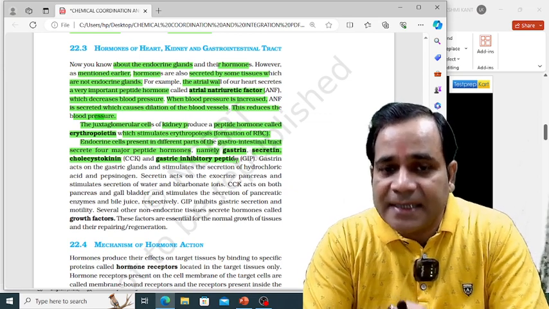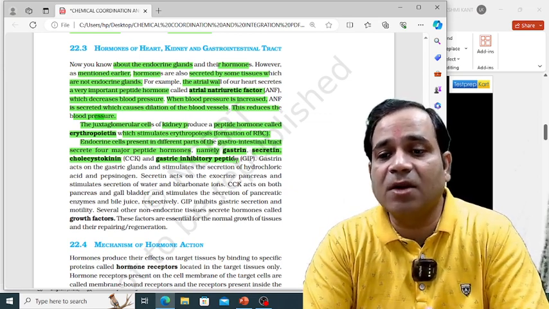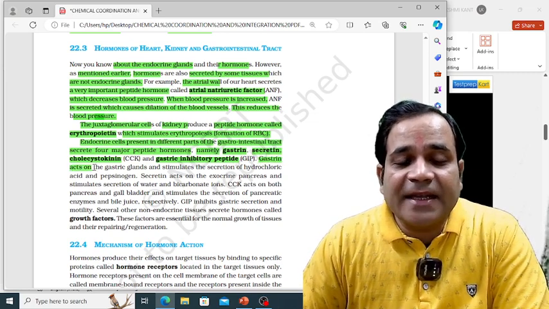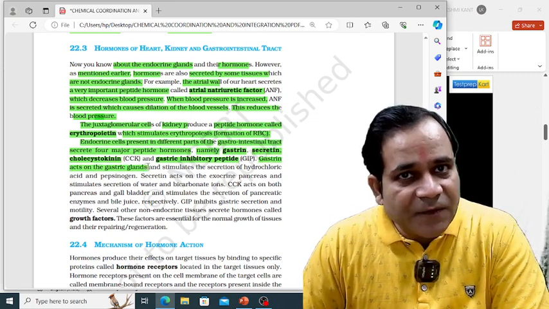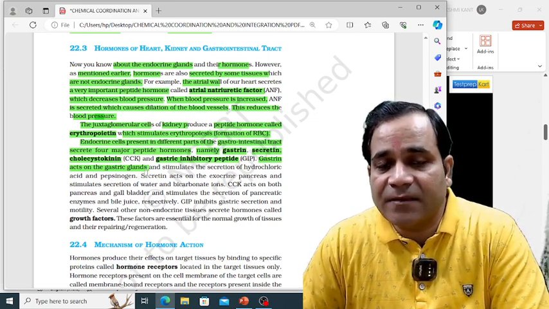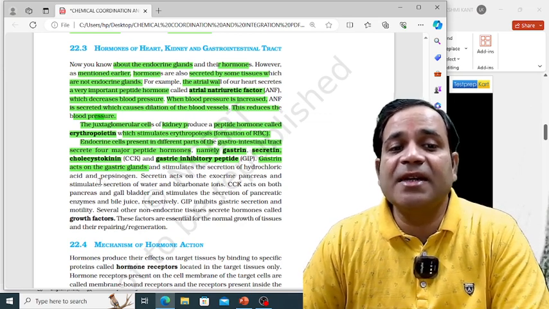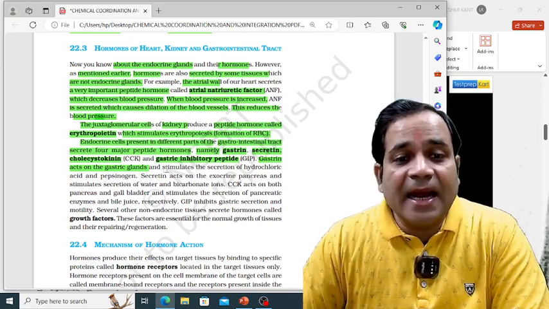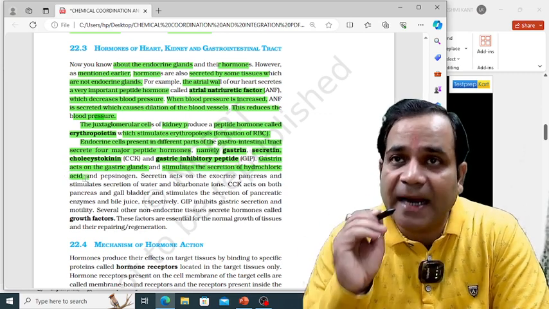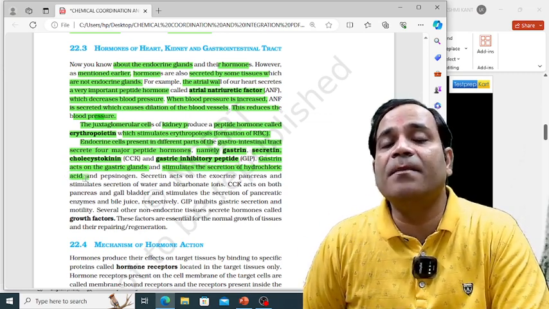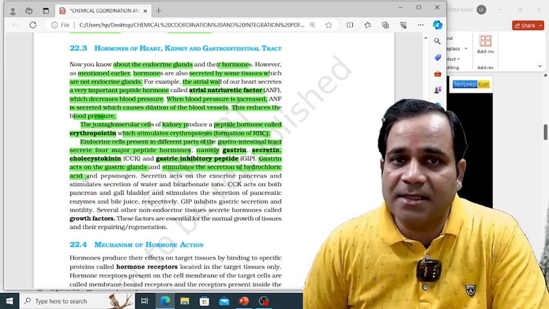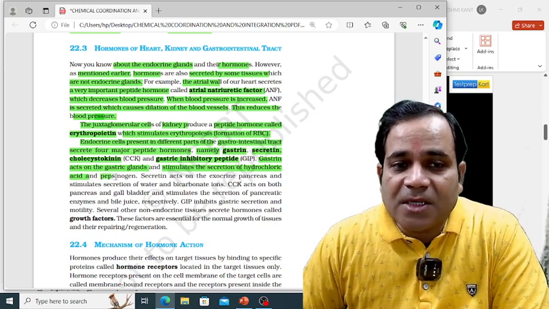Let's see the main role of all these hormones, my dear. Listen carefully, all these hormones perform a definite function. Gastrin acts on the gastric glands and stimulates the secretion of hydrochloric acid, which you all know is formed in the inner wall of the stomach, and pepsinogen.